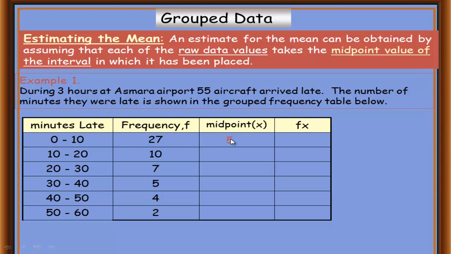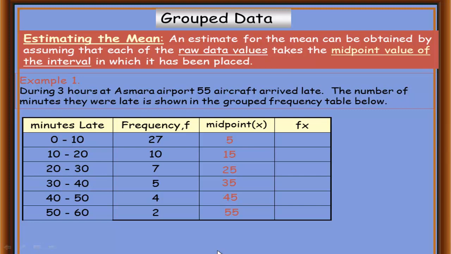As we have said, the midpoint, that is the mean of 0 and 10, is 10 plus 0 over 2, and it is 5. The next is 10 plus 20 is 30, divided by 2 is 15. The next is 20 plus 30 is 50, divided by 2 is 25. The next is 30 plus 40 is 70, divided by 2 is 35. The next is 40 plus 50 is 90, divided by 2 is 45. The next is 50 plus 60 is 110, divided by 2 is 55.